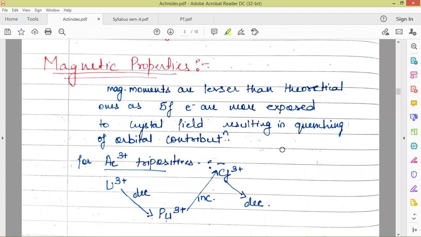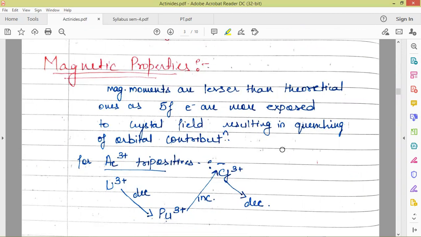more exposed in comparison to the 4f subshell, because the 4f subshell was present deep inside, but in comparison to the 4f subshell, the 5f subshell is going to be present outside of the 4f subshell. So it is not that deep inside, just like the 4f subshell. So it is more exposed to the crystal field, that is, to the ligand field and the outer atmosphere.